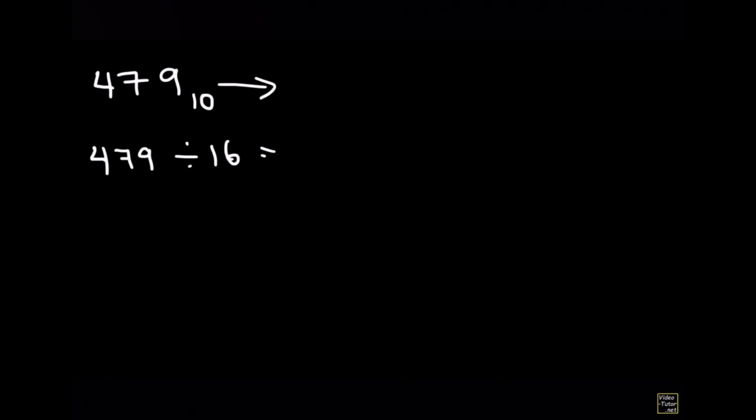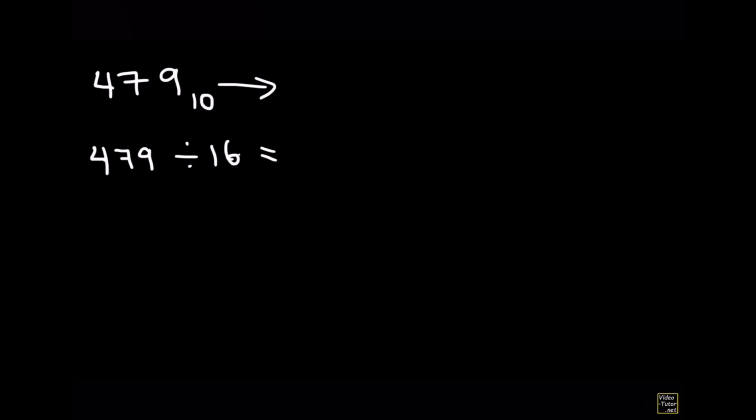Let's move on to decimal to hexadecimal. Let's start with 479. How can we convert 479, which is a base 10 number, a decimal number, into a hexadecimal number? How can we do this? The first step is to take the 479 and divide it by 16.